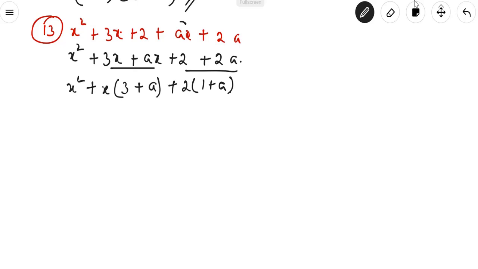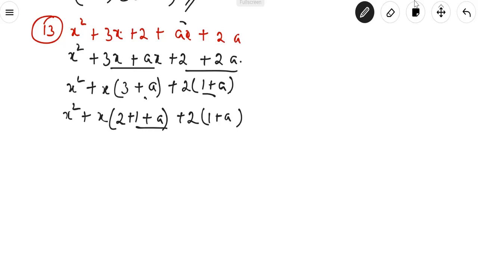Now this and this is not common, so here one more step we can write. We can rewrite this equation as x square plus x. I want it in this form: either I have to put this one in this form or this one in this form. So this one I can write as 2 plus 1 plus a, plus 2 into 1 plus a. Now this one I can take as a plus 1 plus a.